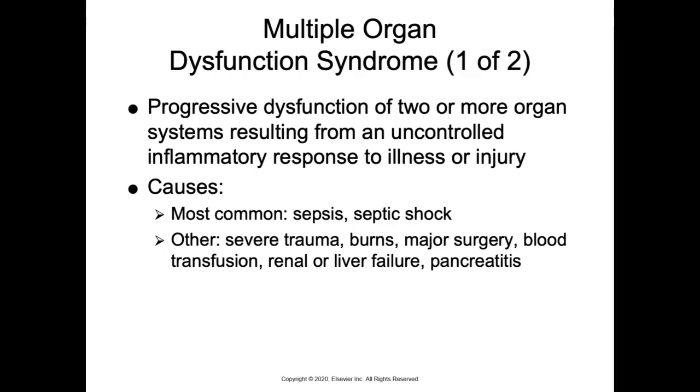Now let's talk about what that actually is. It's when we have progressive dysfunction of two or more organ systems that results from an uncontrolled inflammatory response to illness or injury. Causes most commonly will be sepsis or septic shock, and others are going to be severe trauma, burns, major surgery, blood transfusion, renal or liver failure, or pancreatitis.